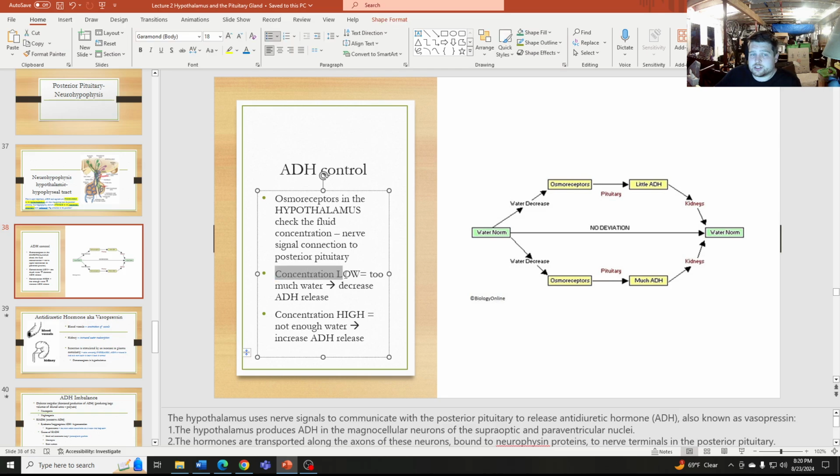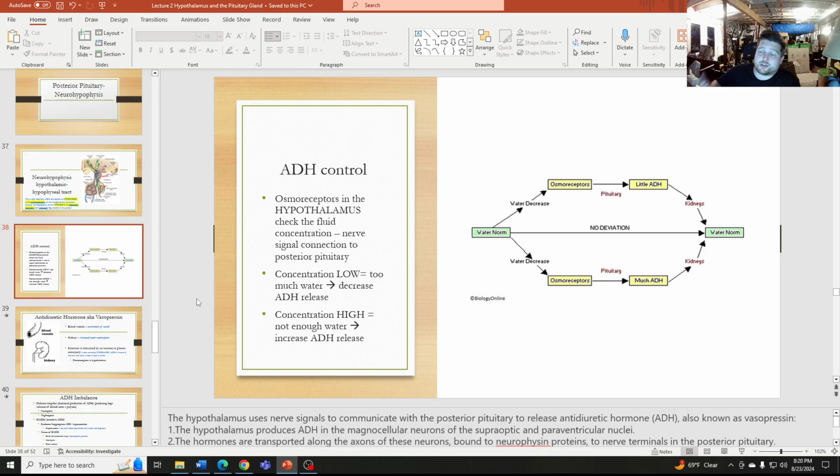In the hypothalamus, it's constantly checking that concentration, and it has a direct nerve signal to the posterior pituitary. If our concentration is too low, meaning that we have too much water in our system, we decrease the amount of ADH that we are releasing. So our body doesn't hold on to as much water, so we release more water. More water gets filtered out by the kidneys. If the concentration is too high, that means we don't have enough water, and so we're going to increase ADH release, which is going to tell the kidneys, hey, we don't have enough water.